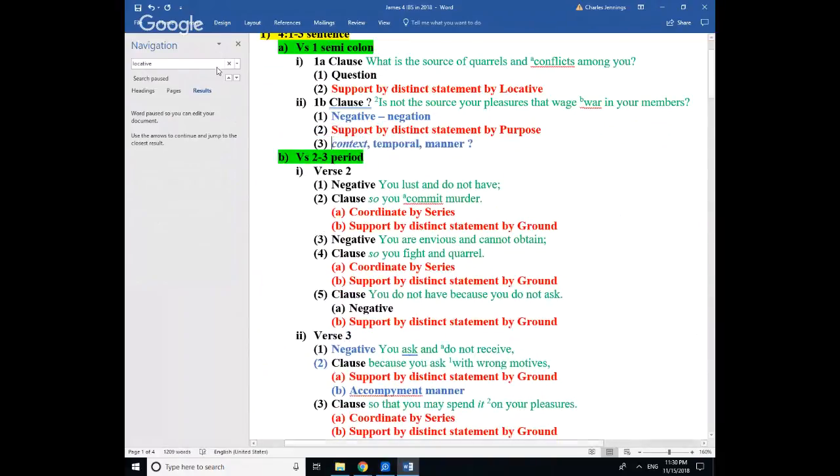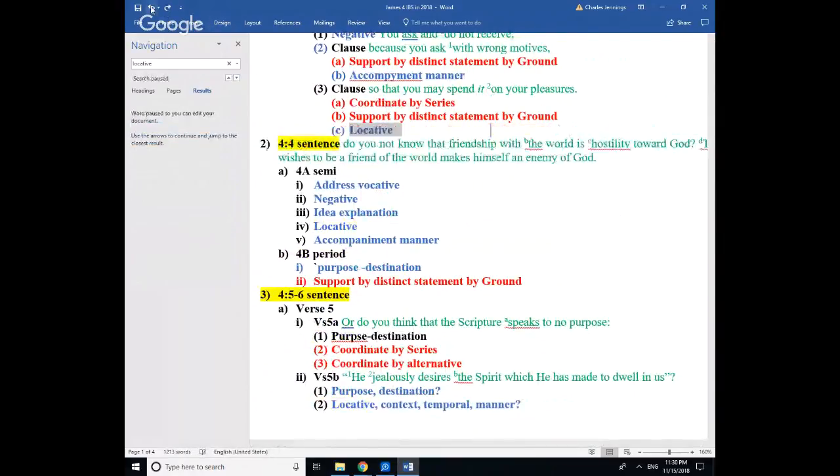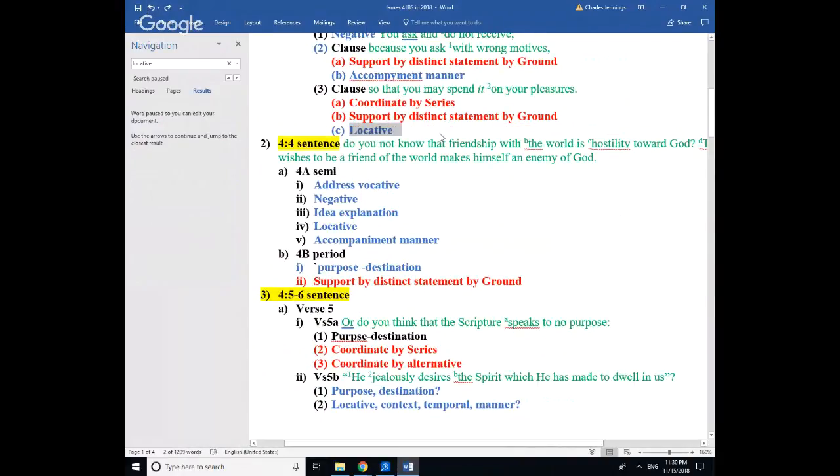I know this is tedious, but just be patient with me. We'll get this done. Locative. Because what I did was I taught y'all locative and all of that. And now I'm teaching you how those things show the connection to what type of clause it is or how that is functioning.